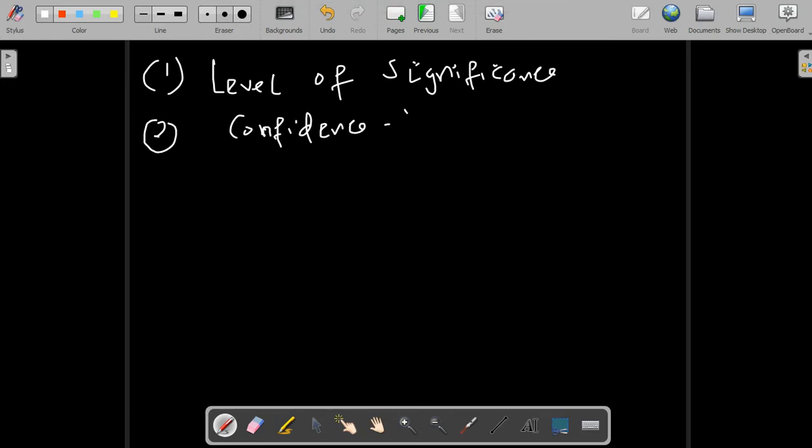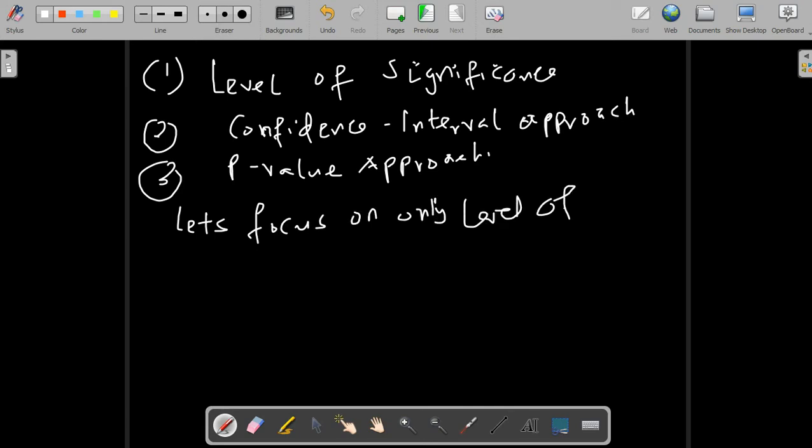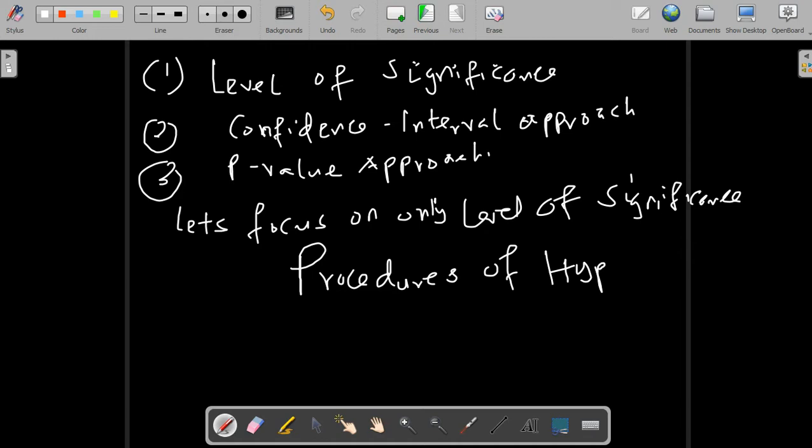We may apply also what is known as a p-value approach. Now, this time we'll focus only on how we can use the level of significance approach in procedures of hypothesis testing. Now, let's come to procedures for hypothesis testing.